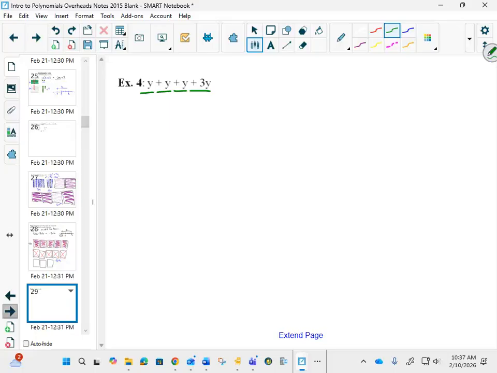How many y's do you have? 4. We have 1 here, 1 here, 1 here, 3 there. If I had 1 pencil, 1 pencil, 1 pencil, and then 3 pencils, how many pencils would I have? 6 pencils. If I have 1y plus 1y plus 1y plus 3 more y's, I'm going to have 6 y's. Easy, no?